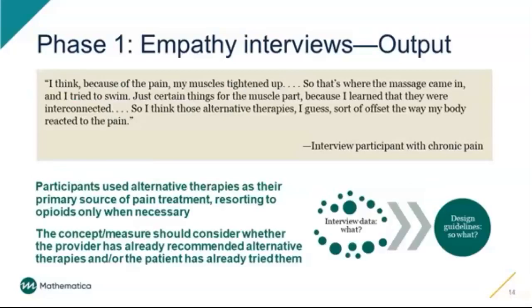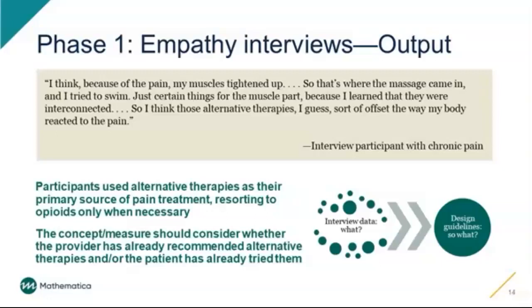And this slide shows really the outcome, or one example of the analysis and what we did coming out of that phase one. So here we have a direct quote from a participant at the top. "I think because of the pain in my muscles, they tighten up, so that's where the massage came in, and I tried to swim, just certain things for the muscle part, because I learned that they were interconnected. So I think those alternative therapies, I guess, sort of offset the way my body reacted to pain."